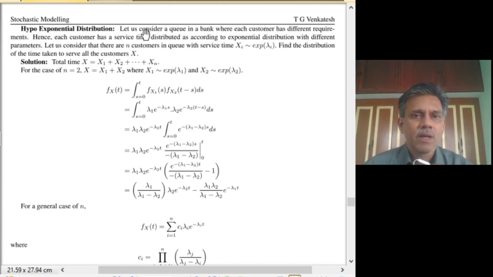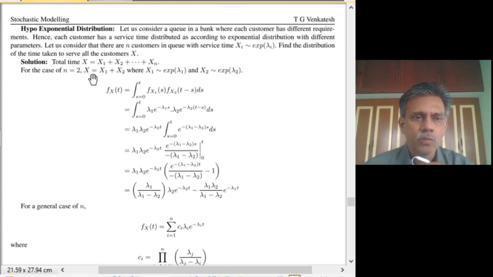So let us have n random variables x1, x2 to xn, xi being exponentially distributed with a parameter lambda i. So consider their sum x, which is x1 plus x2 up to xn. First, we will show it for the case of the sum of 2 independent non-identical exponentially distributed random variables. That is for the case of n equal to 2, which is the first step we will do, and then we will try to generalize.